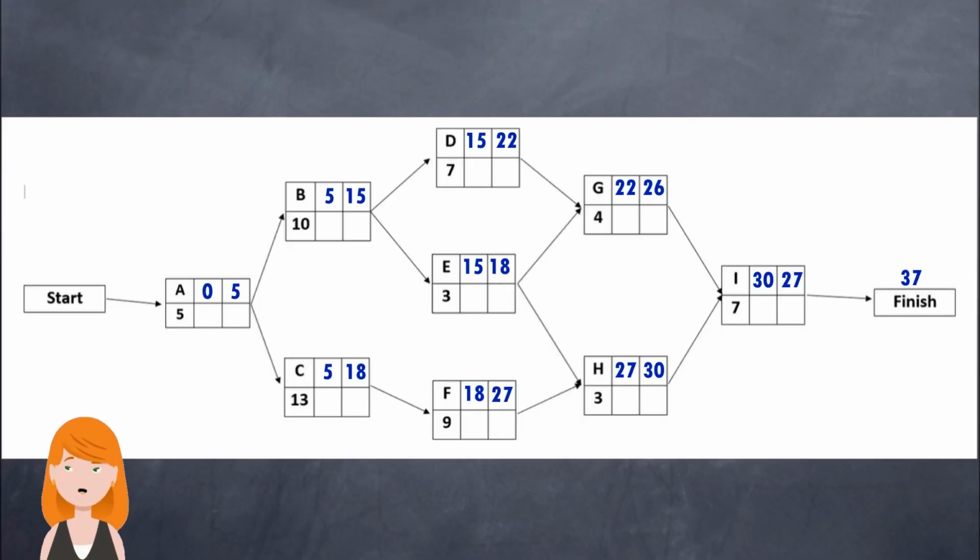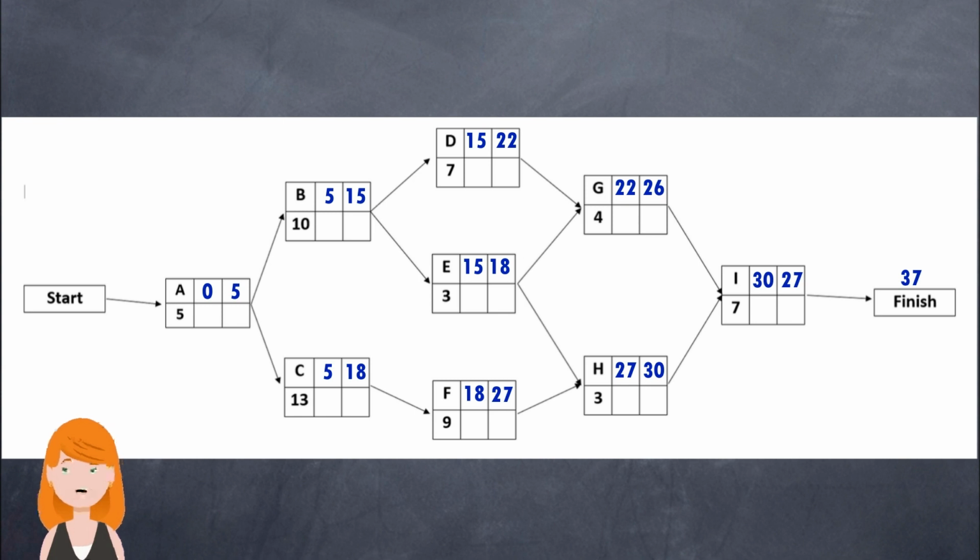The forward pass is now complete, and we have determined the earliest start and finish time for each activity. In essence, the project's completion time is the highest of the earliest finish times at the finish nodes. So we can say that the project's completion time is 37 weeks. Now let's do the backward pass.